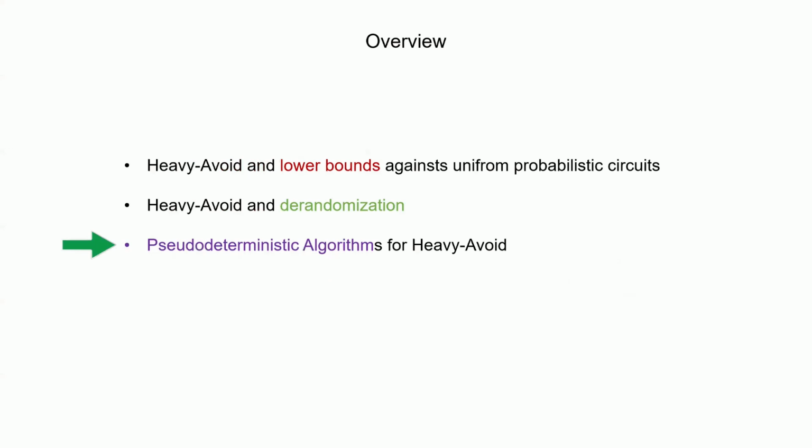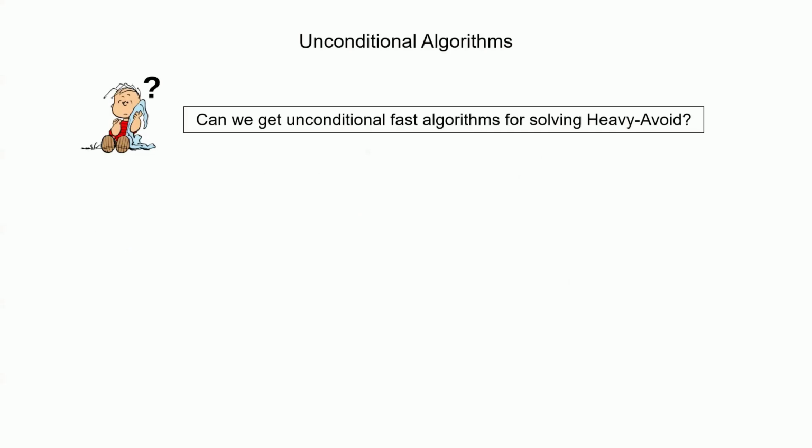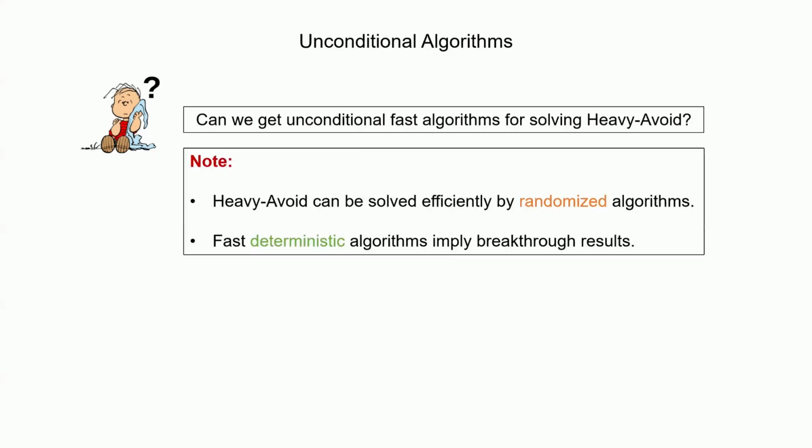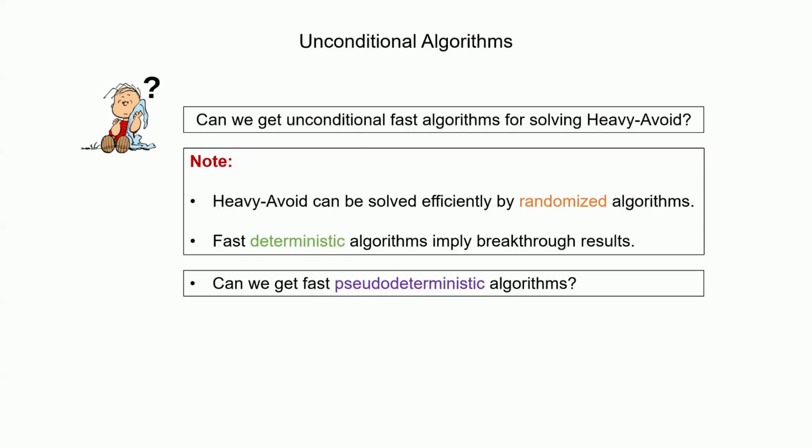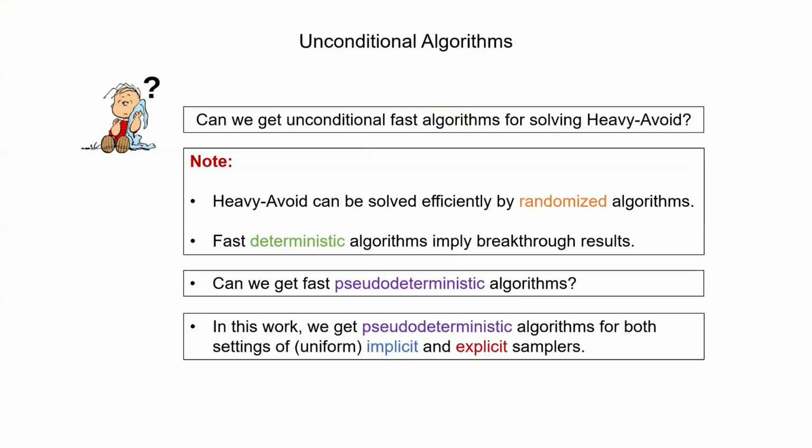The final part of this talk is about obtaining unconditional algorithms for heavy avoid. As we have seen, solving heavy avoid can have significant implications for lower bounds and de-randomization. Then the natural question is, can we get unconditional fast algorithms for solving this problem? Note that heavy avoid can be easily solved by randomized algorithms. On the other hand, fast deterministic algorithms imply breakthrough results, which seem to be challenging. So an interesting question then is, can we get fast pseudo-deterministic algorithms for solving heavy avoid? It turns out that we can obtain these algorithms unconditionally for both settings of uniform implicit and explicit samplers.